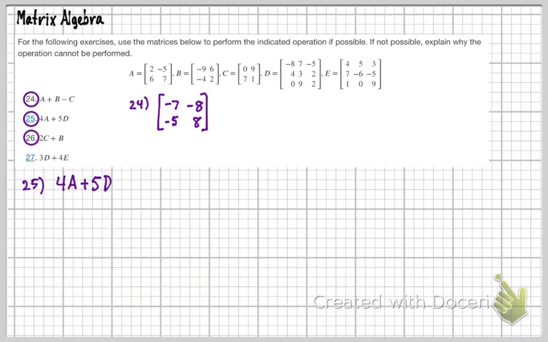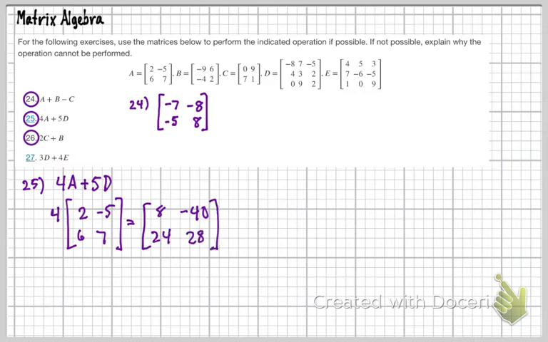Now the next one is 4A plus 5D. So I'm going to take 4A. That means I'm going to take my A here and put a 4 here. When I multiply by 4, every entry is going to be multiplied by 4. So I'm going to get 8, negative 40, 24, and 28. So that's 4A. Then I'm going to do the same thing for D. We have to do 5D, and that's the second piece.